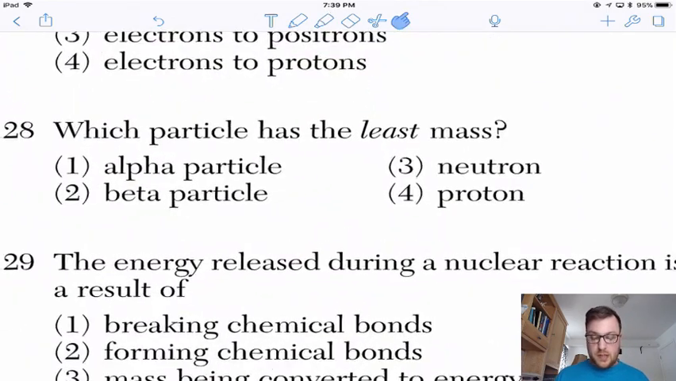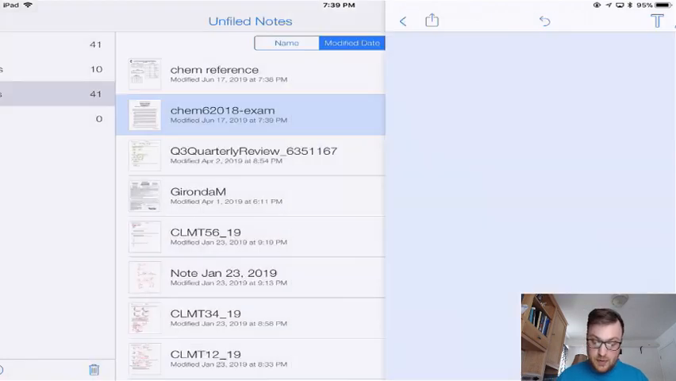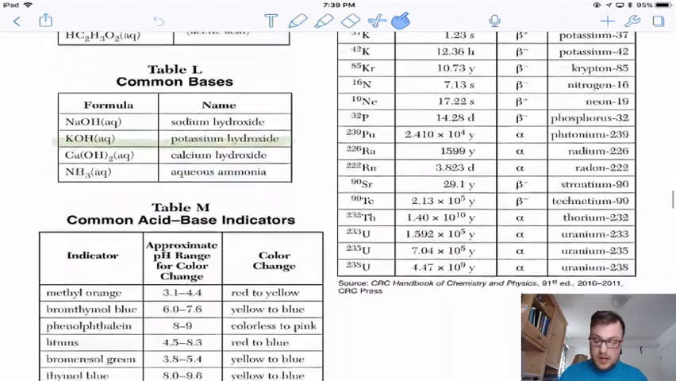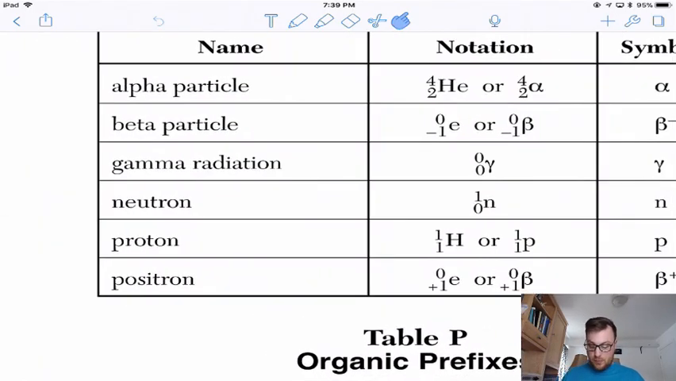Which particle has the least mass? You read all these, you can say to yourself, I can look this up on Table O. Go to Table O. On Table O, we have alpha particles, beta particles, protons, and neutrons, which were all the stuff that was involved in that question. The mass is the number in the top left.